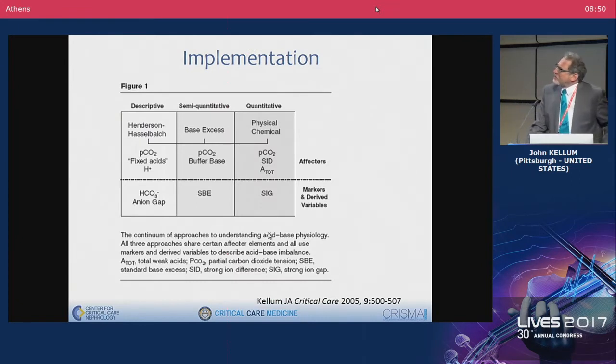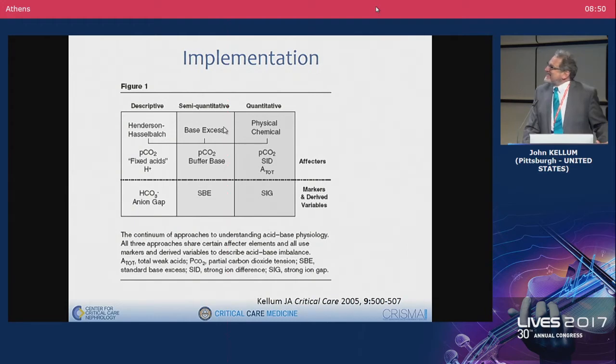So all of these approaches are essentially the same, except in terms of their implementation. You can use the Henderson-Hasselbalch equation to understand where a patient is on the map. You have a much harder time understanding why the patient's acid-base physiology is what it is, why their balance is what it is, unless you look a little bit deeper. You can use semi-quantitative approaches like base excess. Or if you really want to look at everything transparently, you can use the physical-chemical approach.